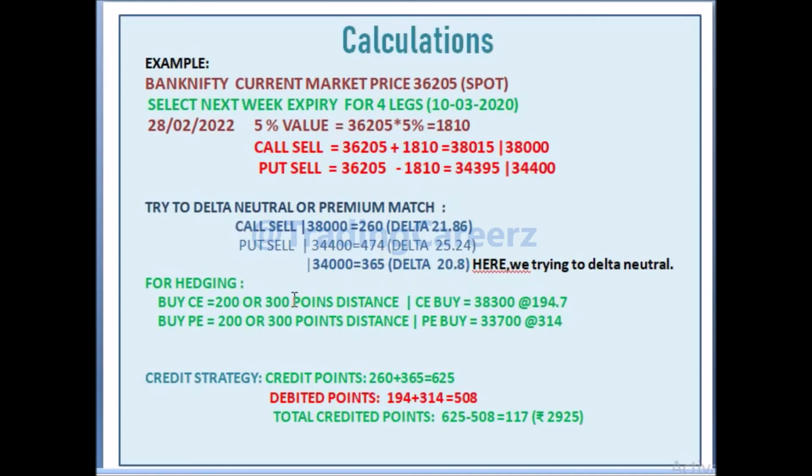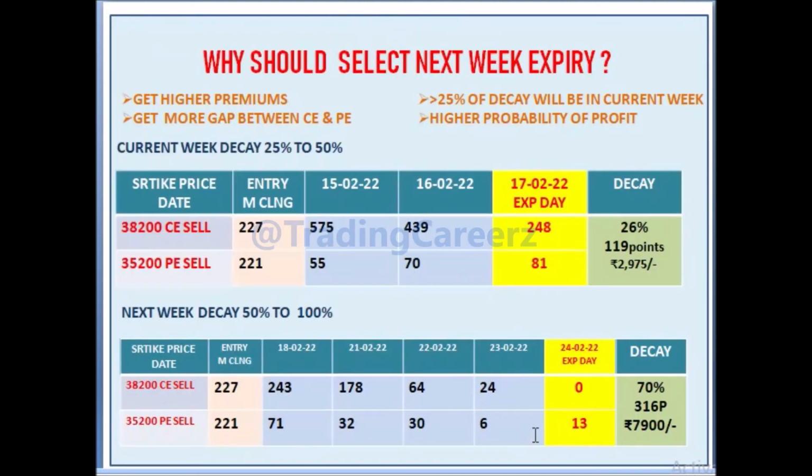Now for hedging purpose, I always go 300 points above the call and below the put. But sometimes 200 also works, but 300 I am satisfied with. Where call buying at 38,300 is 194.7 and put buying at 33,700 is 314. Right? Now credit points means whenever you are selling premiums, 260 plus 365 equals 625, and debit points means buying premiums. That is 194 plus 314, 508. Now finally we will get 117 credited to our strategy.